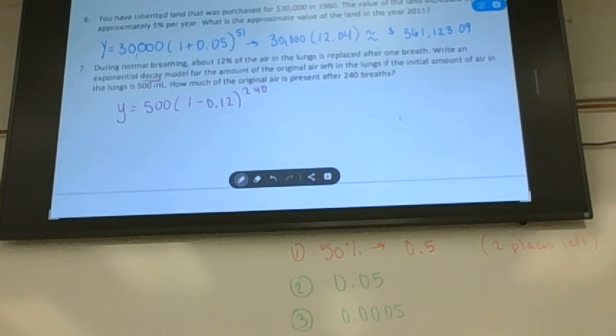I'm really curious as to what your calculator is telling you, because mine's using exponential. E is scientific notation. Okay, so 0.88 to the 240 is 4.74. Let me write this for you.